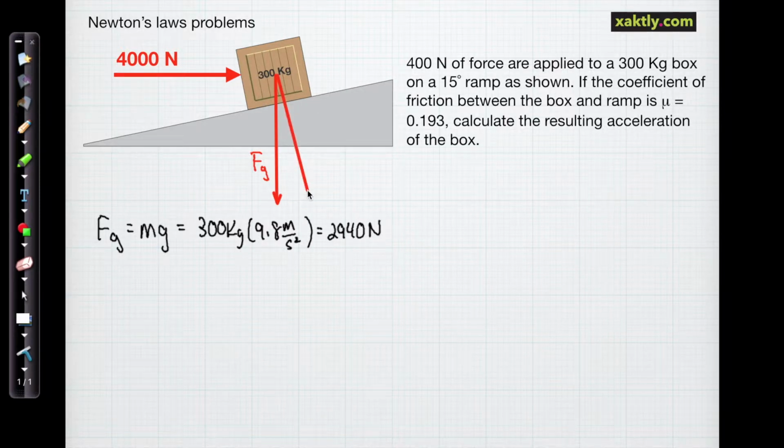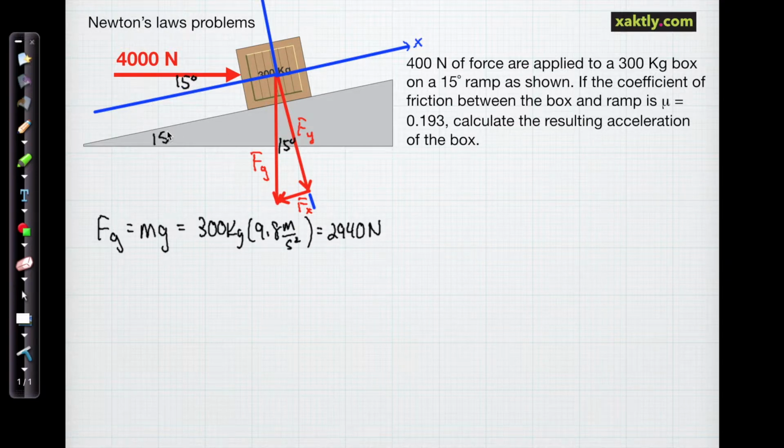Next, we need to impose a new coordinate system on top of this ramp. We don't like this tilt, so we put our coordinate system parallel to the ramp, and we'll resolve that gravitational force vector into components along the y-axis and the x-axis. Similar triangles gives us 15 degrees there and there, and so applying a little bit of trigonometry gives us the force in the y-direction, that is straight into the ramp, is our 2,940 newtons times the cosine of that 15 degree angle. Make sure your calculator is set in degrees.